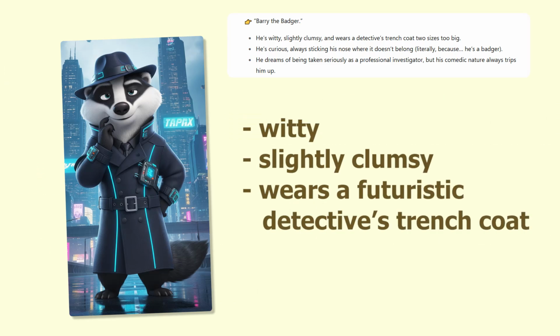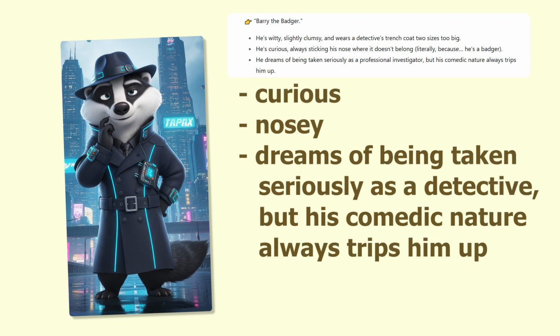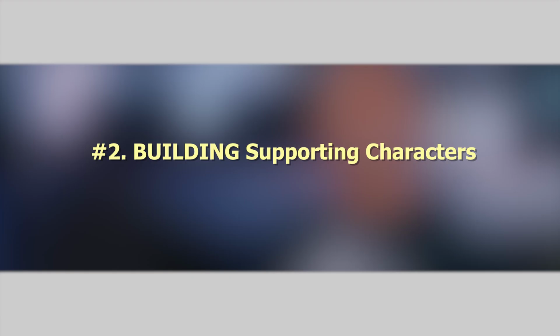And here are the results for our character, Detective Barry, the Badger. He's witty, slightly clumsy, and wears a futuristic detective's trench coat. He's curious, always sticking his nose where it doesn't belong, literally because he's a badger. He dreams of being taken seriously as a professional investigator, but his comedic nature always trips him up. When you describe a character to this level of detail, ChatGPT can help you generate other characters who bounce off him naturally, and this leads us up to step 2, building supporting characters.